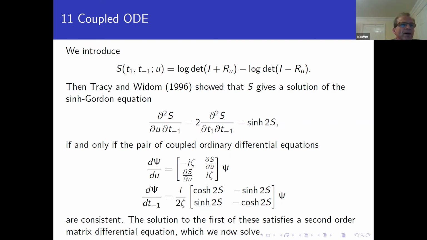The sinh-Gordon equation is associated with a pair of coupled ordinary differential equations, which I've written down here in terms of the variables u and dt minus 1. Now, the one at the top also involves an extra spectral parameter zeta, and it's got this partial derivative of s with respect to u. So this ds by du is something you can think of as being a counterpart of a rational function. And then we have another differential equation in the parameter t minus 1, and this involves the hyperbolic cosh of 2s and sinh of 2s.